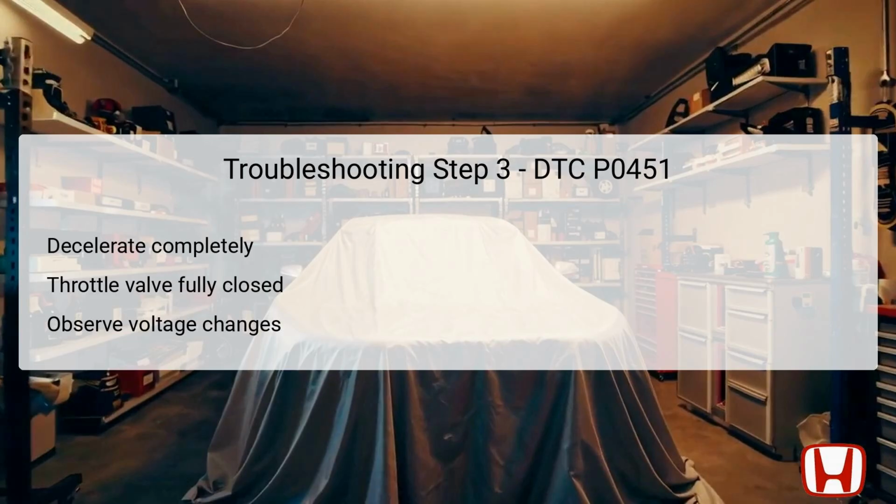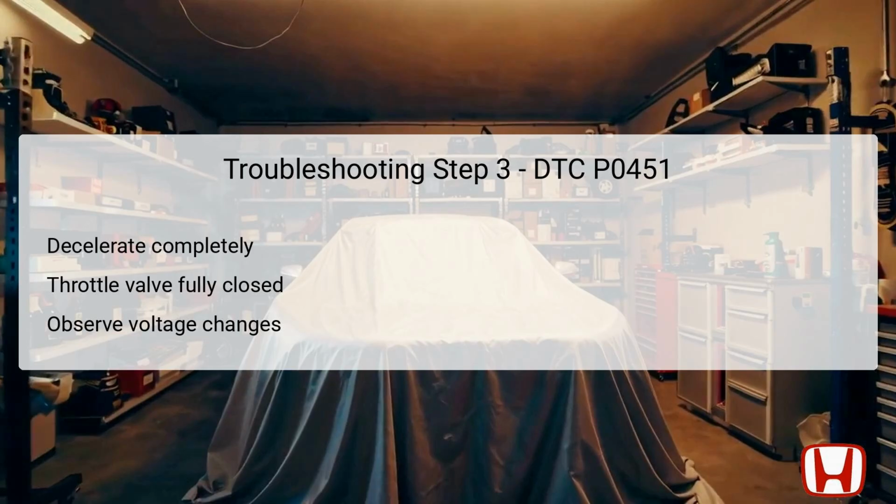The third step in troubleshooting DTC P0451 requires the driver to decelerate with the throttle valve fully closed. This action simulates a rapid change in vacuum within the fuel tank. Since the FTP sensor is sensitive to changes in fuel tank pressure, decelerating causes the pressure in the fuel tank to decrease, which should prompt a corresponding voltage drop in the sensor's output. Observing how the FTP sensor voltage behaves during this phase is essential.